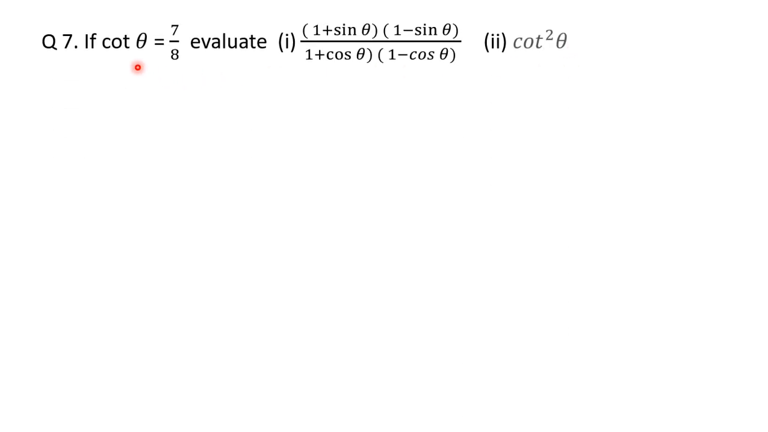Next, question number 7 of this exercise says, if cot theta is equal to 7 upon 8, then evaluate (1 plus sin theta)(1 minus sin theta) upon (1 plus cos theta)(1 minus cos theta), and one more, cot square theta also. So, in this question, we are given the cot value of theta.